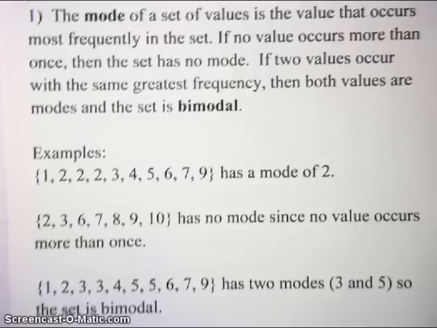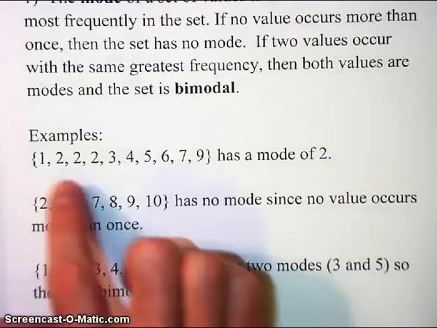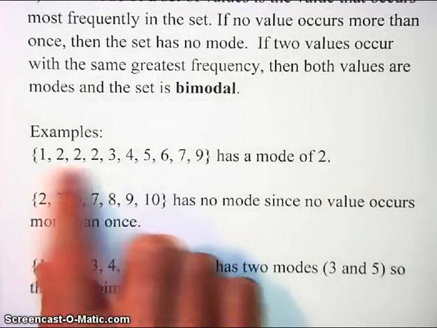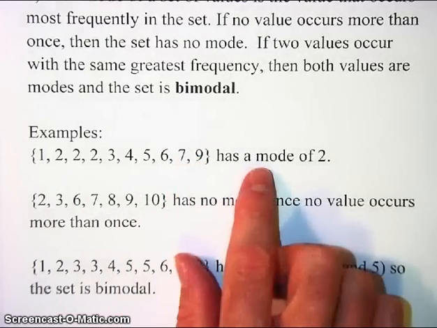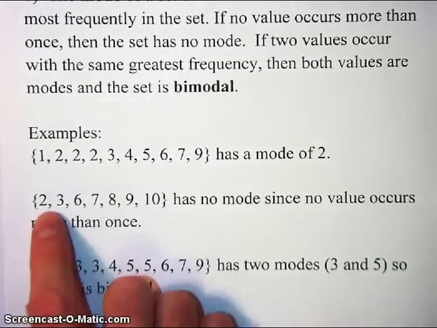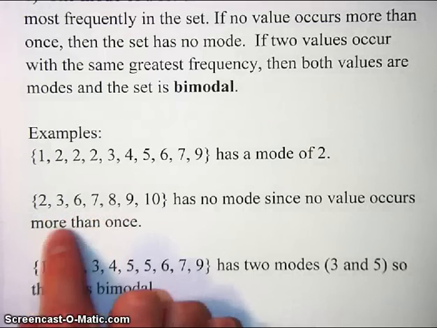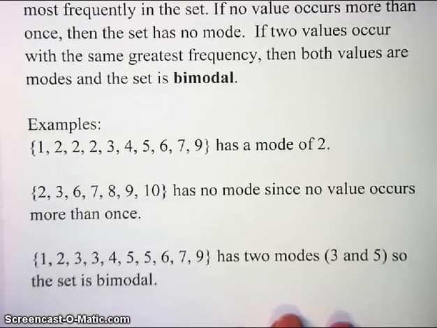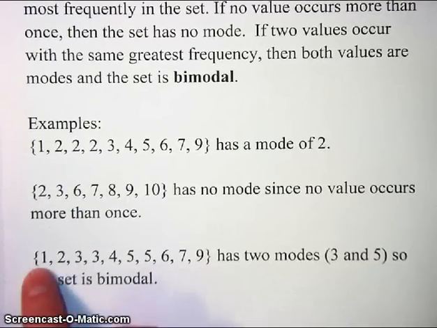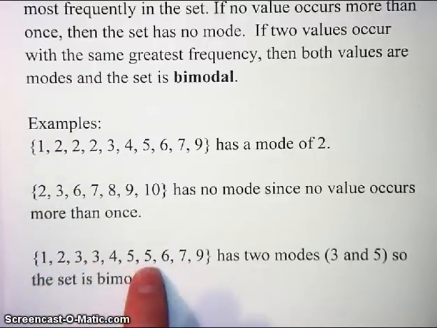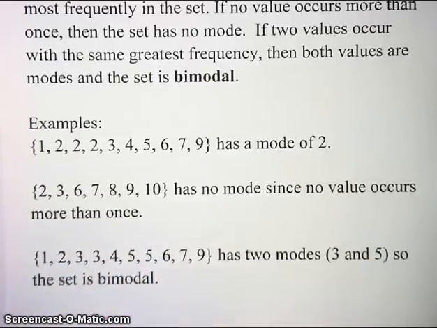Here are three examples. This first set, we have 1, 2, 2, 2, 3, 4, 5, 6, 7, and 9. 2 appears 3 times. All the other values appear only once. So the mode is 2 because it appears more often than all the others. In this set, 2, 3, 6, 7, 8, 9, 10, there is no mode because all the values just appear once. No value appears more than once. And then in this third set, we have 1, 2, 4, 6, 7, and 9 each appearing once, but 3 appears twice and 5 appears twice. So both of those values are modes, and that set is bimodal.